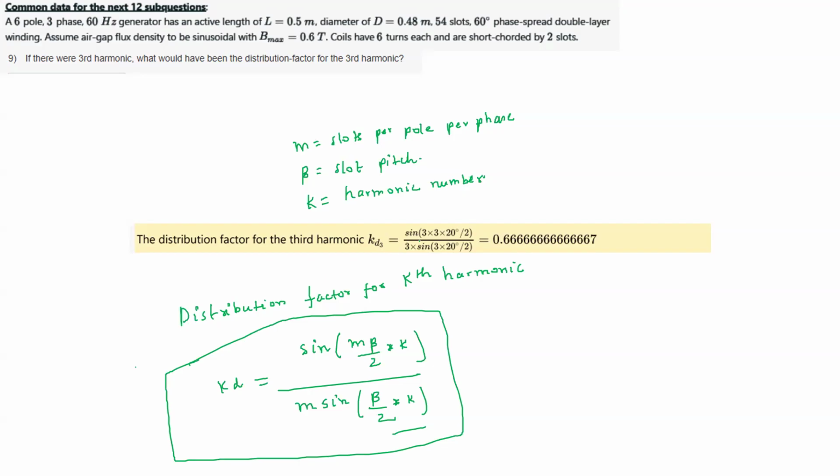So here you just have to place this. Because this is the third harmonic, m is slots per pole per phase, which is 3. Beta we have found as 20 degree, and k is 3. Okay, because this is the third harmonic. So you just have to feed in the formula to get this.